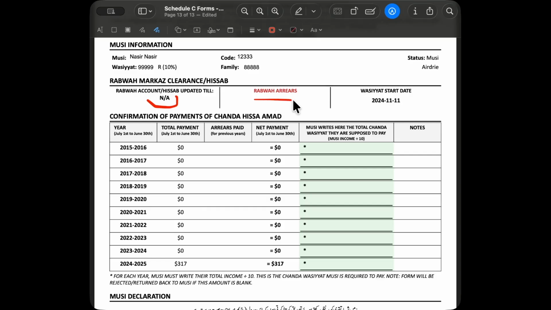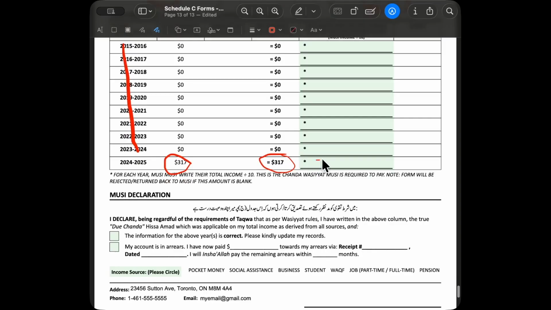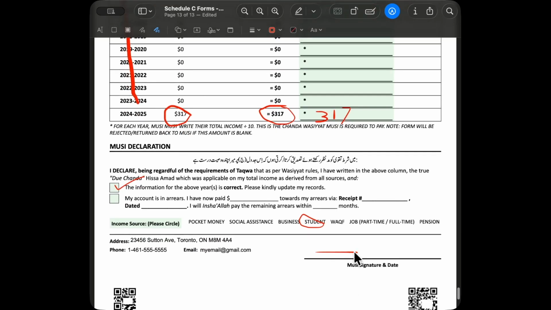Okay. The next form is similar in a way that we don't have any information regarding his clearance. There are no arrears, we don't know about this. One thing is that his start date of Wasiyat is 2024. So if the start date is this, then we can ignore all these years, and we only have to look at this year. So right here, let's assume that this was a student, and we'll write down his budget as 317. And then we'll say my account is correct, and then circle student, and then sign and date.